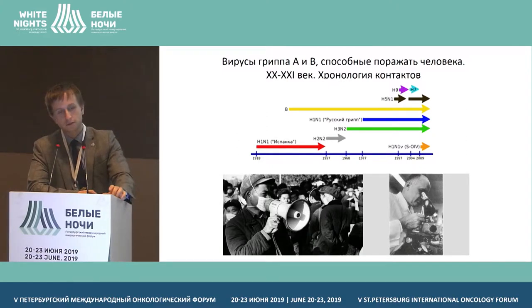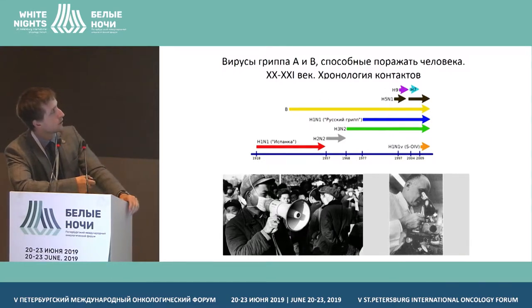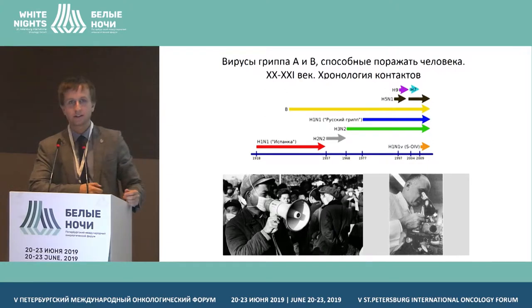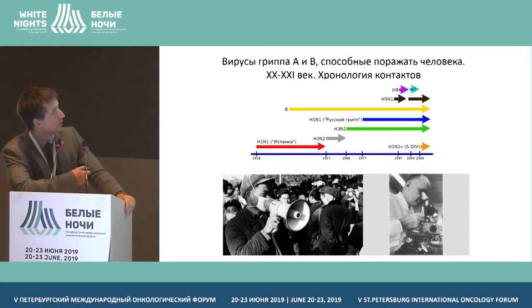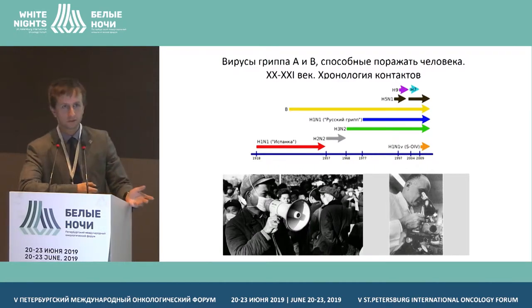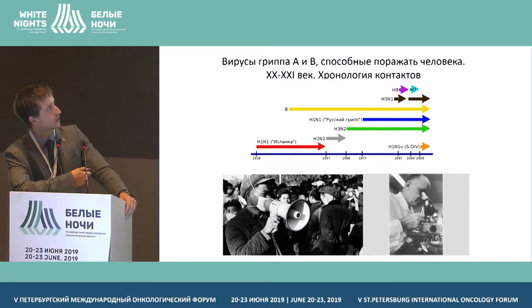If we look back onto the 20th century, and particularly the chronology of one or other subtype circulation, in 1918 there was a Spanish flu pandemic. Then H1N1 was transformed into the seasonal flu virus and circulated as a seasonal virus that caused annual epidemics until 1957.